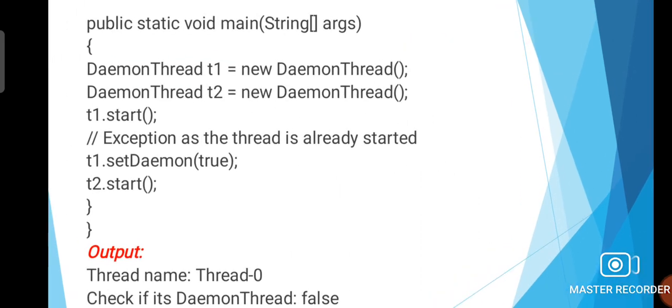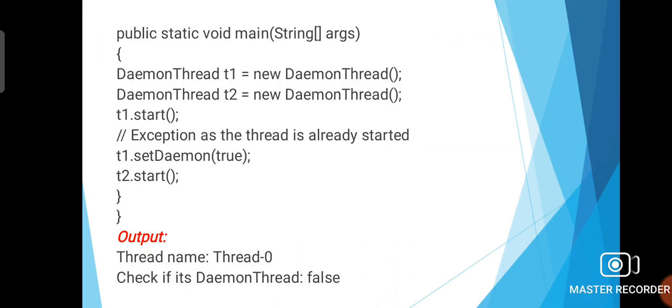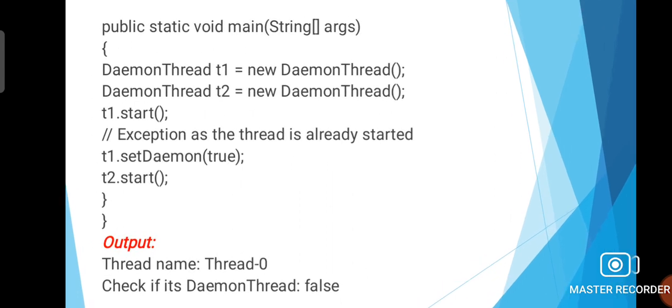Now in the main function, we are creating two threads T1 and T2. We are starting the first thread with T1.start(), and the corresponding run method will be executed. Then after that, we are setting T1 as daemon thread with the help of the method setDaemon. So we are using the statement T1.setDaemon(true). By this statement, T1 will be changed into daemon thread.